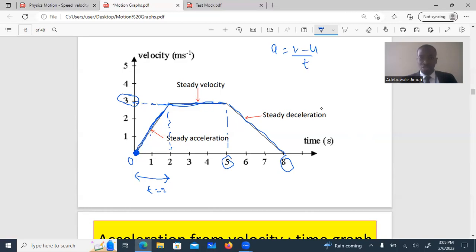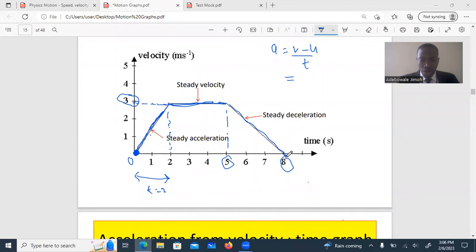How do you calculate acceleration? V minus u divided by t. So the final velocity is the velocity down here, okay? And the velocity down there is 0 meters per second.